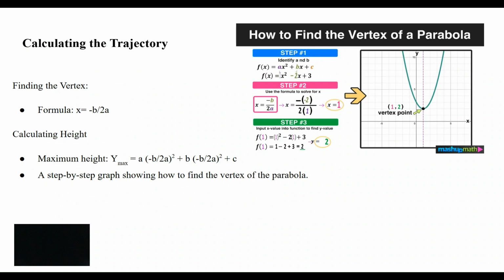To find the maximum height and distance of a shot, we can use calculus. Finding the vertex is the first step. The vertex of the parabola, which represents the maximum height, can be found using the formula x equals negative b divided by 2a. Calculating the height next, plugging the x value back into the original equation gives us the maximum height. The equation now is y max equals a times (negative b divided by 2a) squared plus b times (negative b divided by 2a) plus c. In the following graph, a step-by-step is shown of how to find the vertex of a parabola.